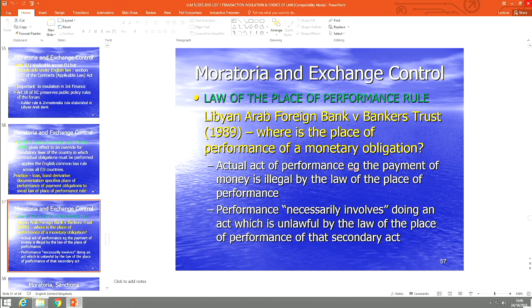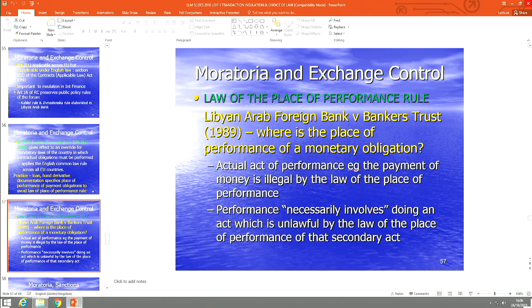This is something that's relevant to Article 9.3 of Rome today. What is the place of performance? Well, it's easy when you've got a single act of performance. Money has got to be paid in New York or in Tokyo. That is the place of performance, where payment has to be made.